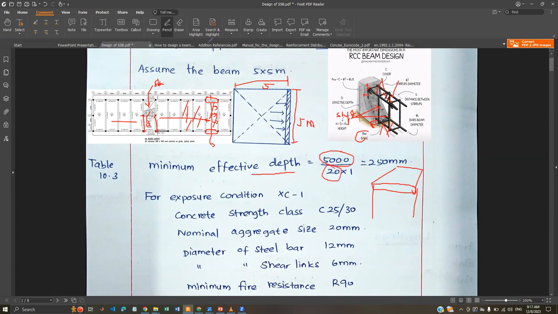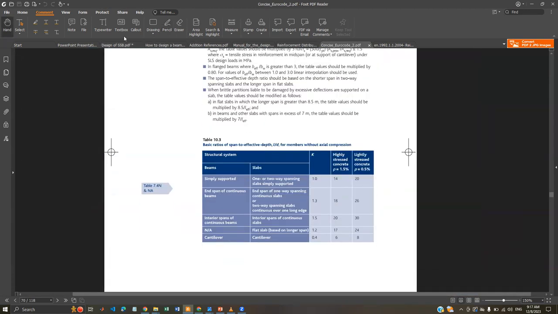And this 20 can be found through the Eurocode Table 10.3, you can see here. Since we are dealing with beams, we need to refer only to this part of the column. We are going to deal with the simply supported beam, so my ρ will be 20, and that is what I have placed here.